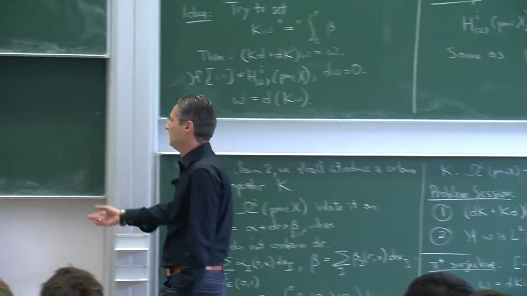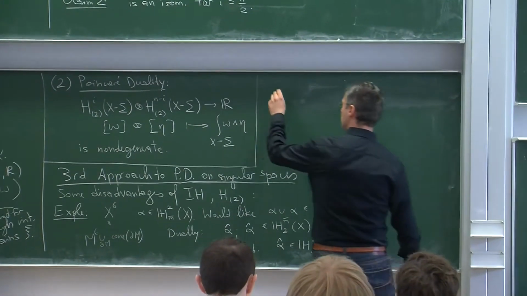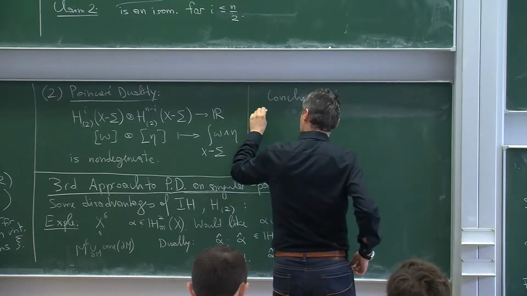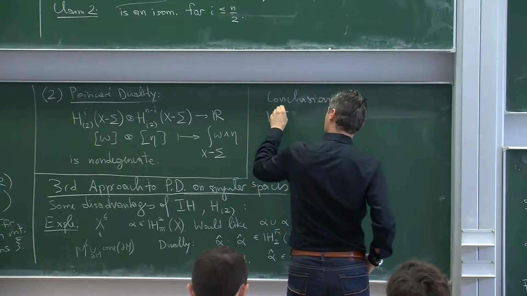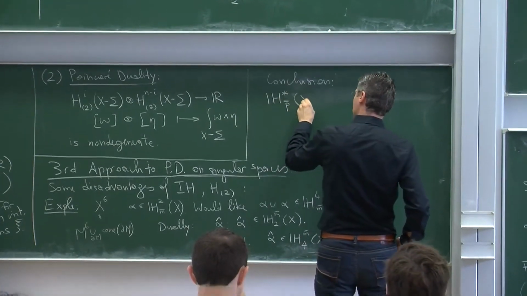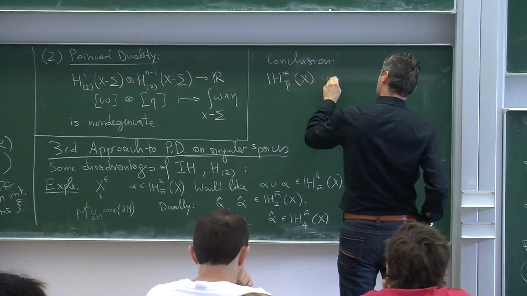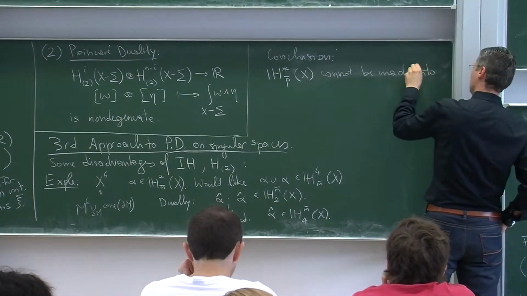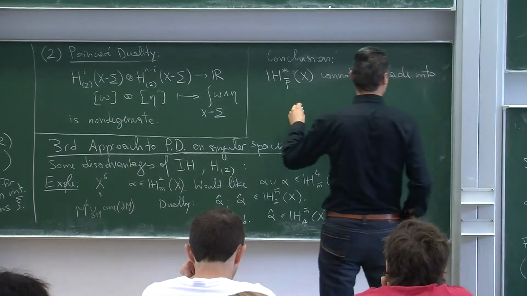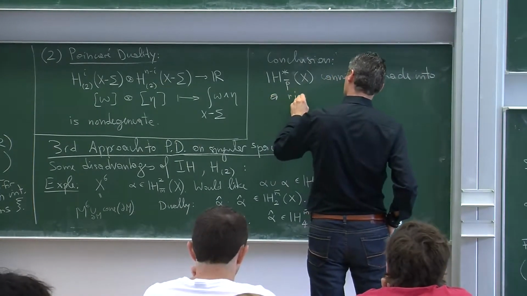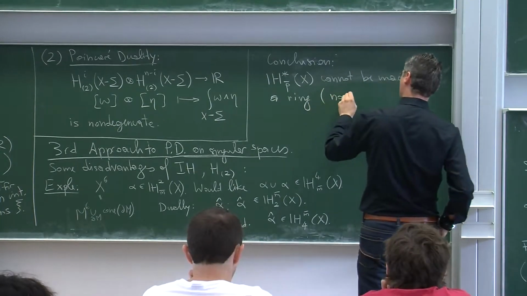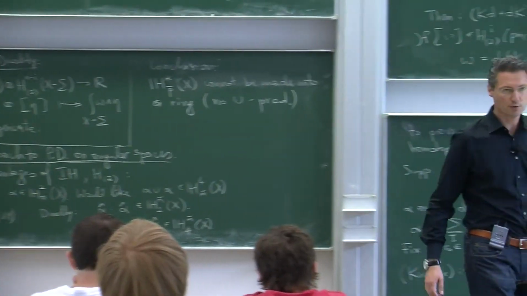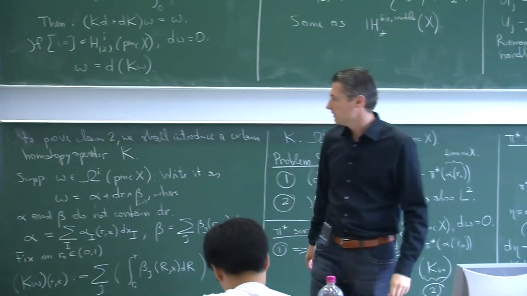Okay? So the conclusion is we deduce from this that intersection cohomology for a fixed perversity cannot be made into a ring, contrary to ordinary cohomology. So there is no cup product. There's no possibility ever of defining a reasonable cup product, in general, I mean.